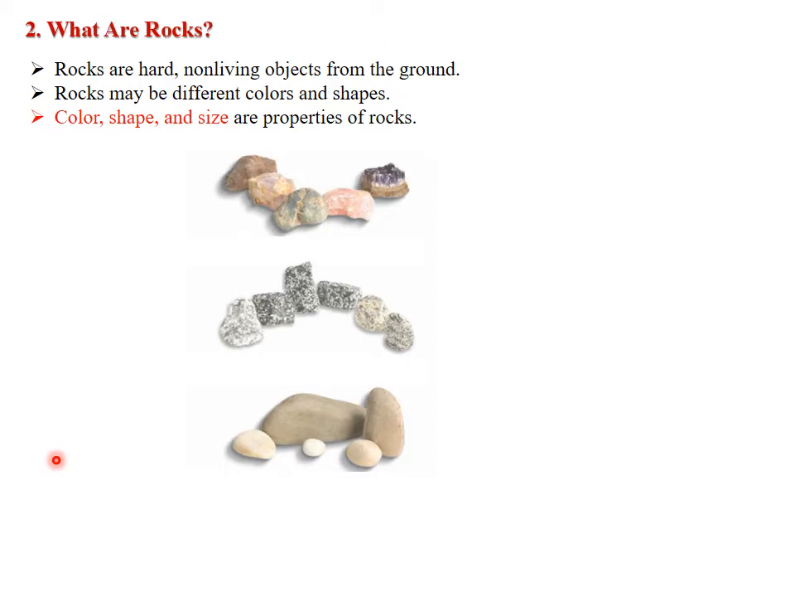Let's look together at this picture. Rocks may be different colors, and we can see that we have different colors of rocks here, and color is one of the properties of rocks. Rocks may also be different shapes, and we can notice that we have different shapes of rocks, and shape is another property of rocks. And finally, rocks may be different sizes. Rocks may be big or small, and size is also a property of rocks.